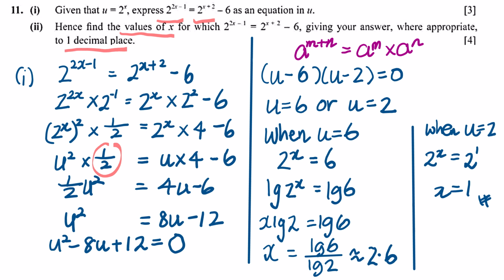We end up having 2 to the power of x equals 2, but 2 can be written as 2 to the power of 1. And since both of them have the same base, that means they would have the same power, which gives us x equals 1. So this is how we solved 11 part 2.